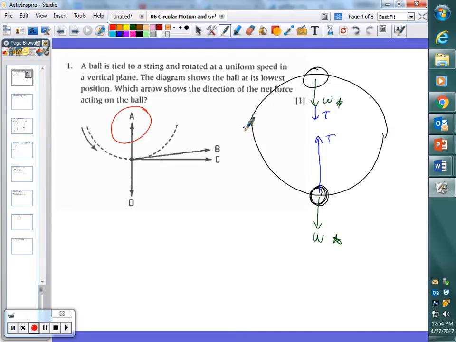I'm sorry. It's okay, I thought something was crumbling or blowing over there or something like that. Does that make sense? We good? But the net force always has to be towards the middle.